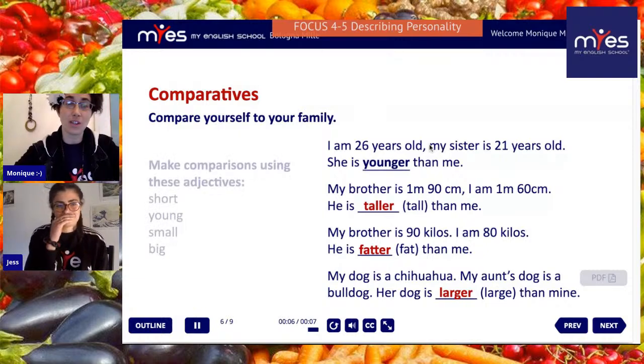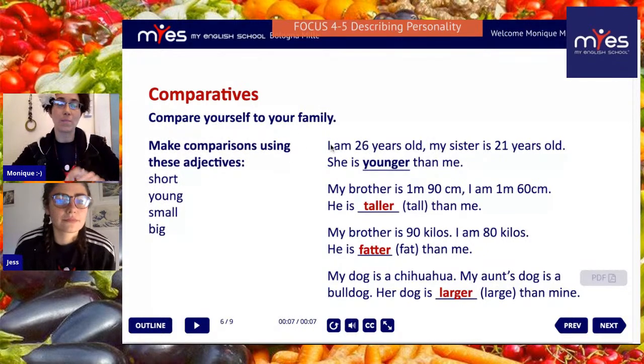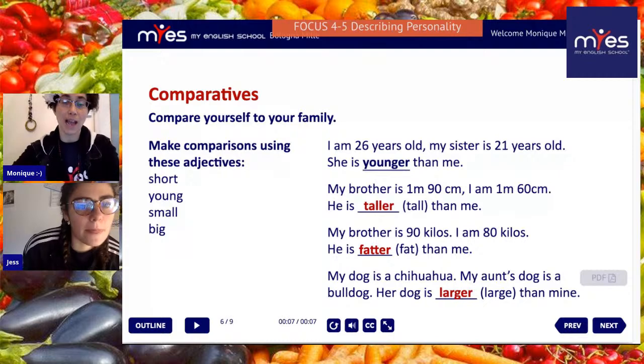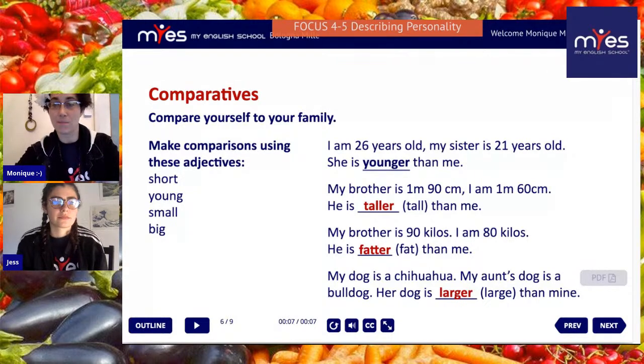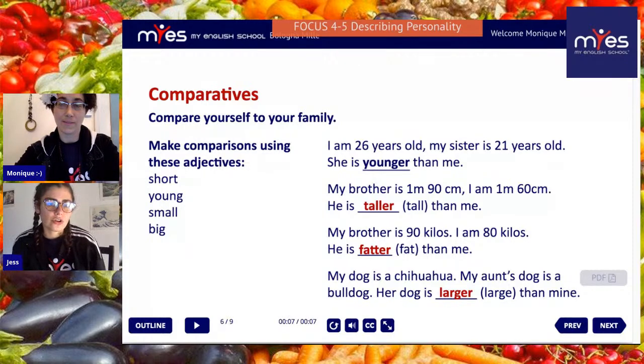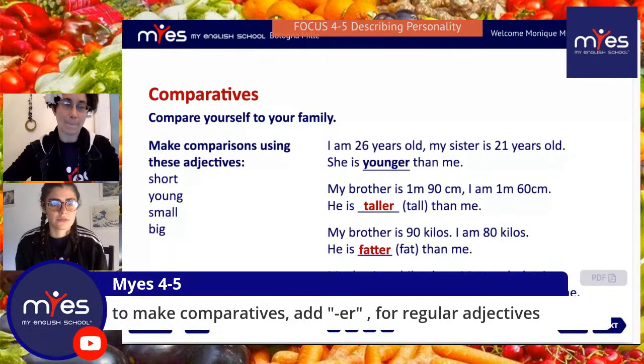Okay, nice. So let's look at how to make these into comparatives. For making comparatives, we add ER. This is for regular adjectives, right? So Jess, can you make the comparatives there? I can. We have short, which becomes shorter. We have young, younger. Small, smaller. And then with the last one, big, because it's a consonant vowel consonant, we're going to double the consonant and add ER. So it becomes bigger.